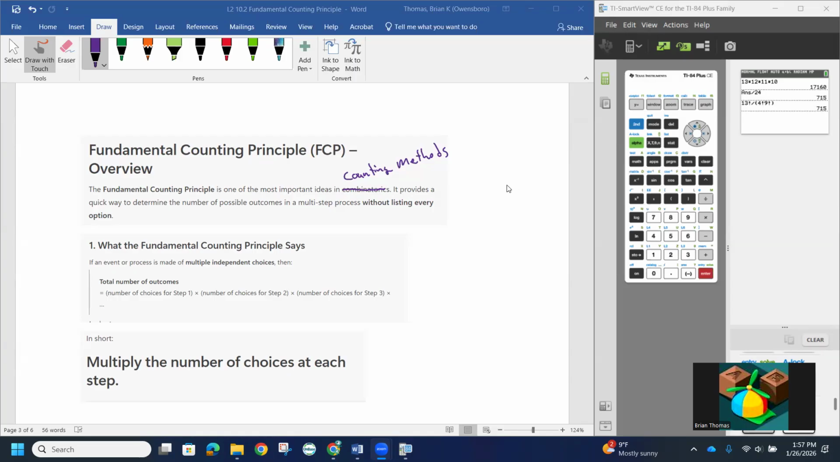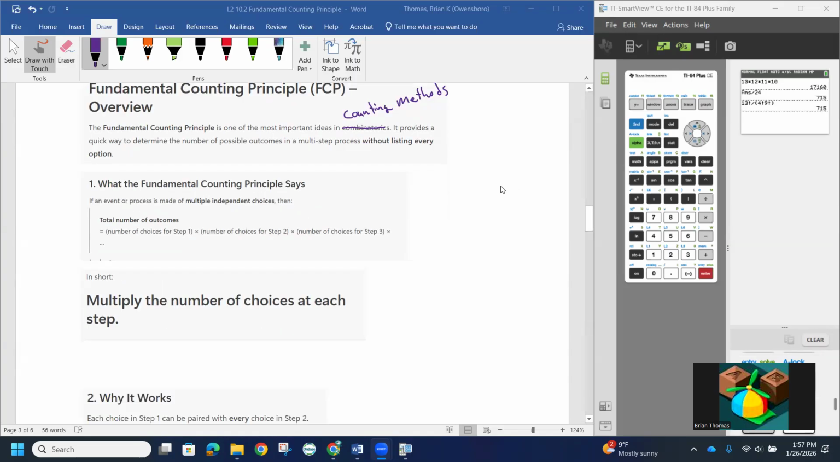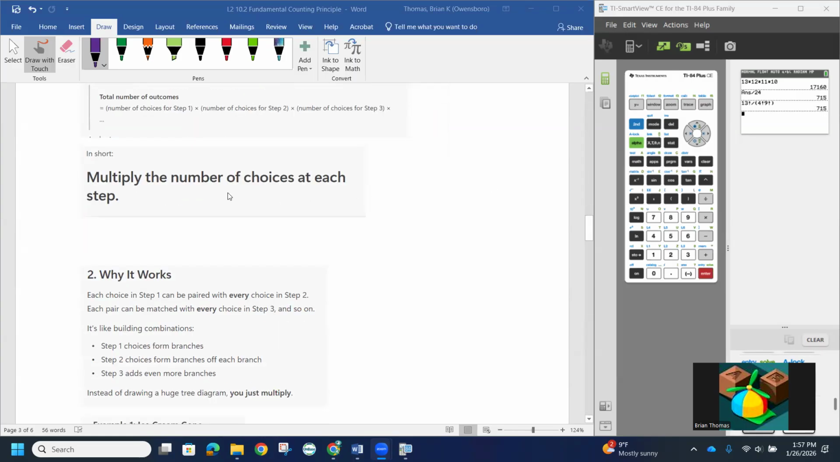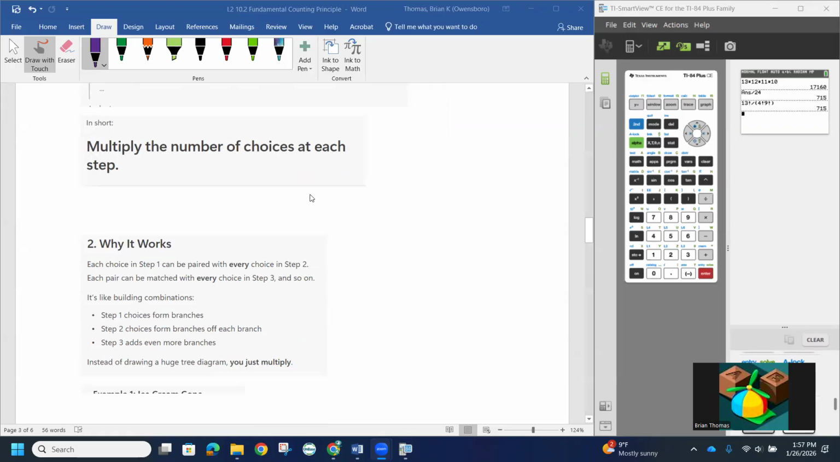So what is the fundamental counting principle? It talks about an event or a process. If it's made up of multiple independent choices, then the total number of outcomes is the number of choices for step one times the number of choices for step two times the number of choices for step three, and so forth. So if we have so many choices for each step, we just multiply those choices together, and that tells us the number of outcomes altogether. Essentially, the fundamental principle for counting just says multiply the number of choices at each step.